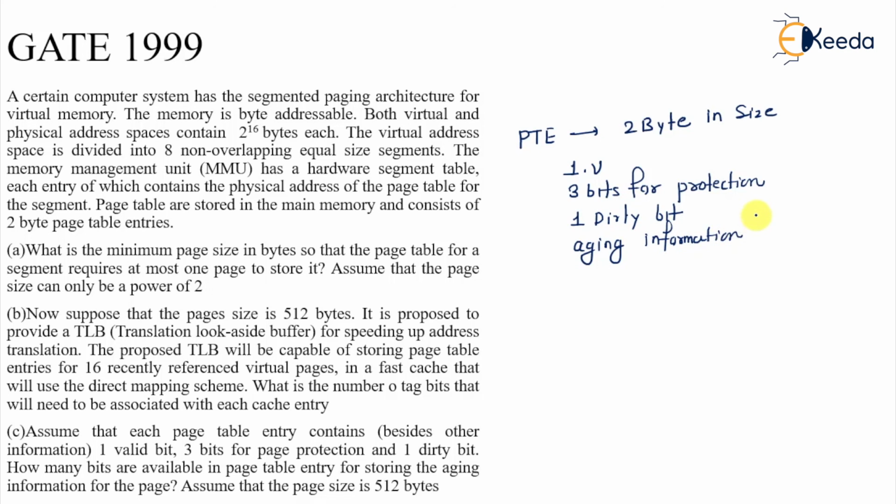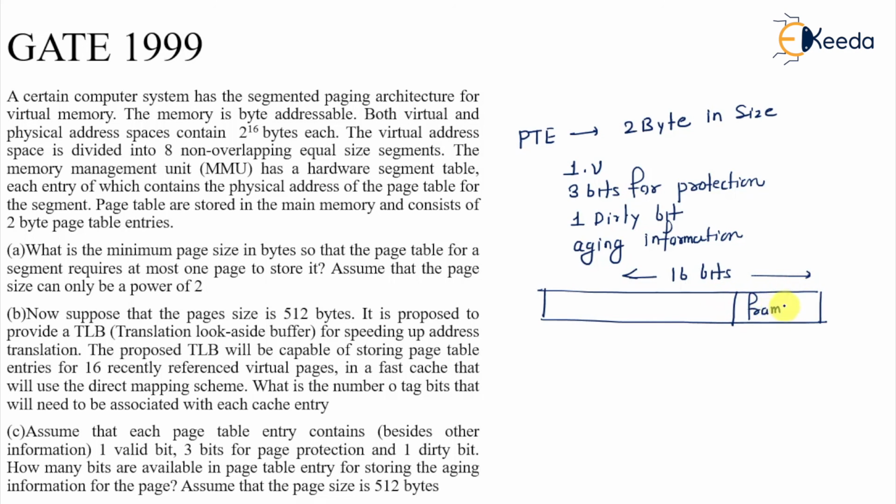Assume that page size is 512 bytes. Now this is a simple problem. The PT entry is total 16 bits wide. We have the frame number, one valid bit, 3 bits for the protection access control, one dirty bit, and we have aging information.